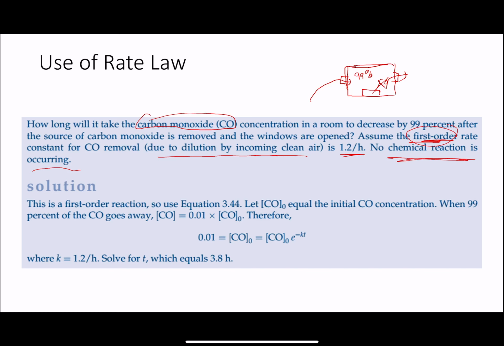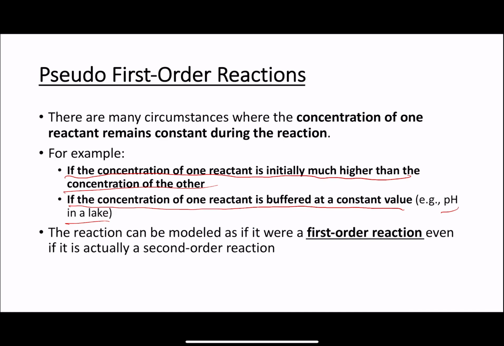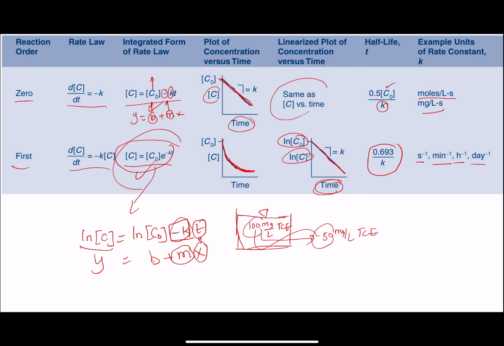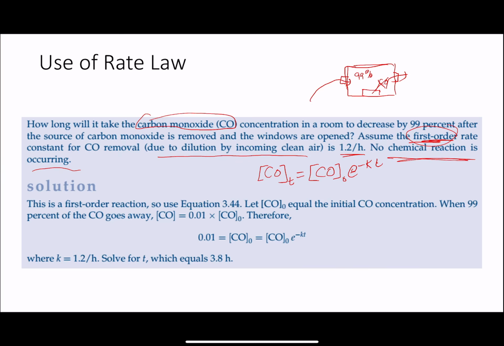First order, we have to put the equation, C at time t is equal to C initial e to the power minus kt. Remember, if you go back to the equation. I'm going to follow this equation. Okay? C at time t is equal to C naught e to the power minus kt. Now, in order to remove 99% of carbon monoxide, look at this. I'm going to assume that C naught is 100.